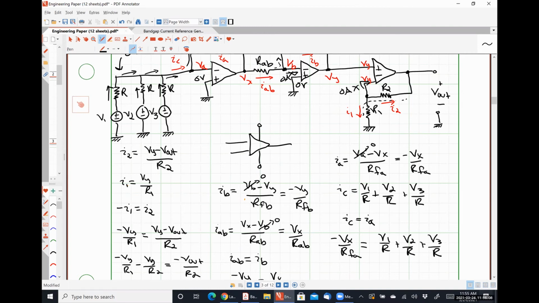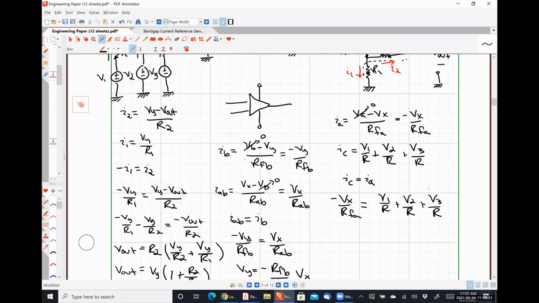Now, I chose R to be the same for all of these because that's typical for what's called a summer, but they don't have to be the same. So you could write equations for different R values. Anyway, we want to solve for Vx, and so we'll have Vx equals negative RFA over R. So I'm going to factor out an R times V1 plus V2 plus V3.